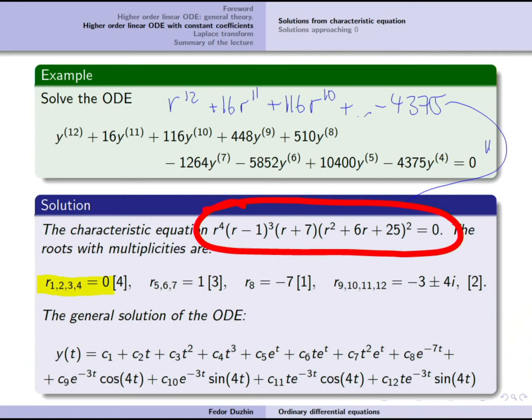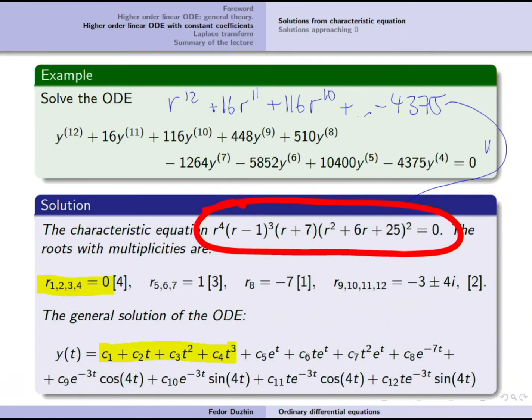So since it has multiplicity 4, it is going to give us 4 linearly independent solutions of the corresponding ODE. And what we need to do is write e to the power 0 times t. That's the one that we start with, which is 1. That's the first one. Then we take t times this, then t squared times it, then t cubed times it, and that's it. So now we can stop because we have found the 4.